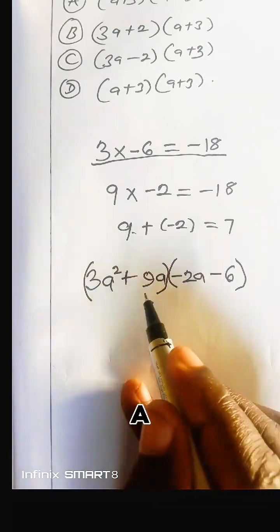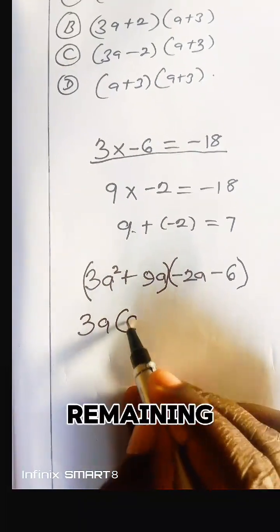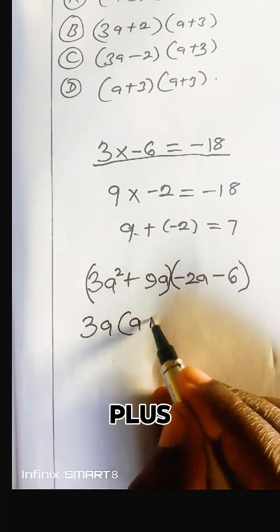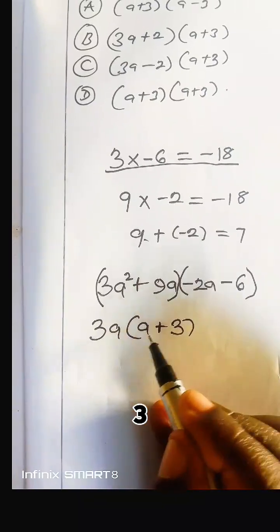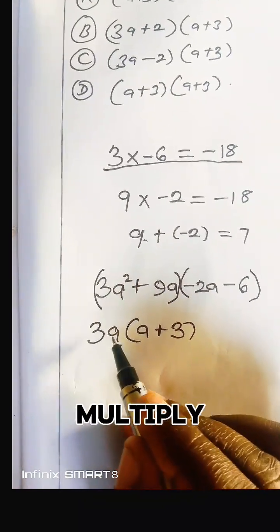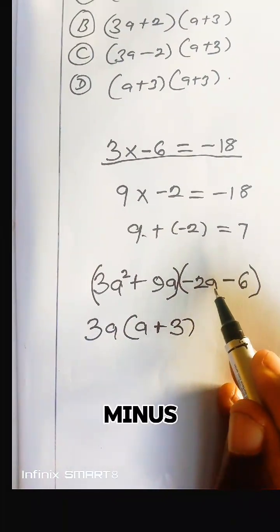What is common to 3a squared and 9a? What I can pick out that is common is 3a. Remaining here is a plus what is left here, which is 3. Because when you multiply 3a by a, it gives you 3a squared, and when you multiply the same 3a by 3, you get 9a. Now coming to the second bracket, I'm having minus 2a minus 6.